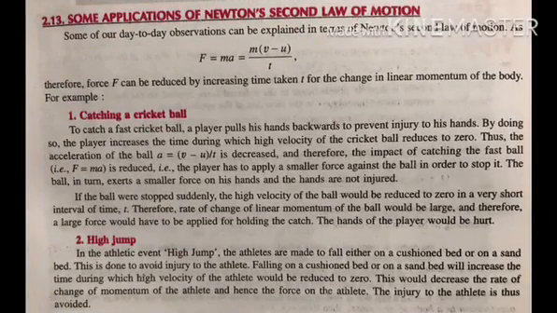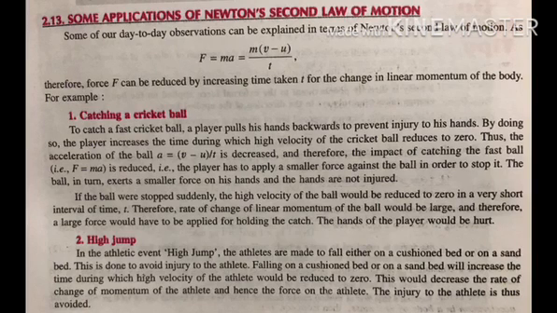Now, let us take some applications of Newton's second law of motion. Some of our day-to-day observations can be explained in terms of Newton's second law of motion as F = ma = m(v - u)/t. Therefore, the force F can be reduced by increasing the time taken t for the change in linear momentum of the body. For example, catching a cricket ball. These situations are very important to understand momentum and Newton's second law of motion.